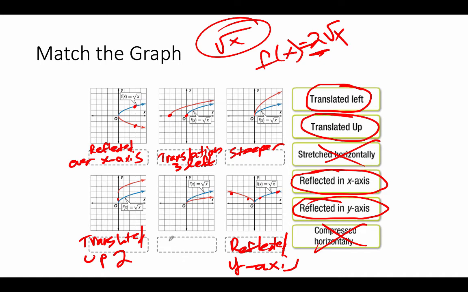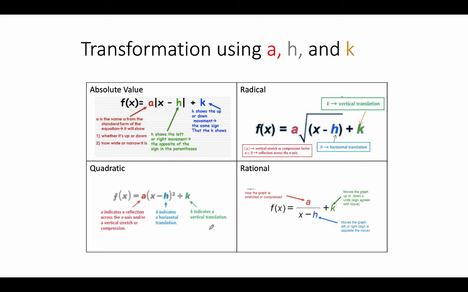And then this one I would say would be slower or wider. And that's going to be like y equals 1/2 the square root of x. We multiply by a number less than 1. Okay. All right, let's see what's next.